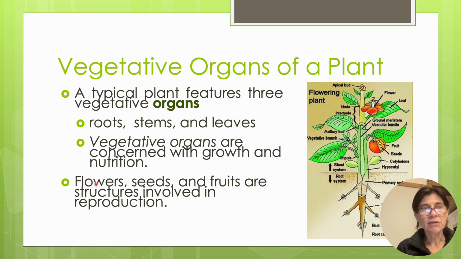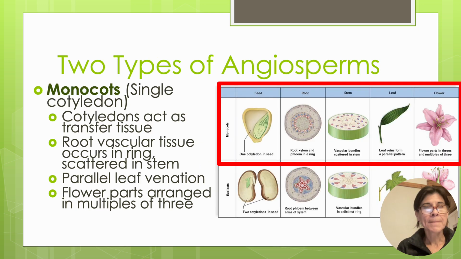Reproductive organs are like the flowers, the seeds, the fruits, and those are organs involved in plant reproduction. So we categorize angiosperms into two types. You can always look at this chart. You don't have to memorize this. It's a little tedious, but we talk about monocots and eudicots.